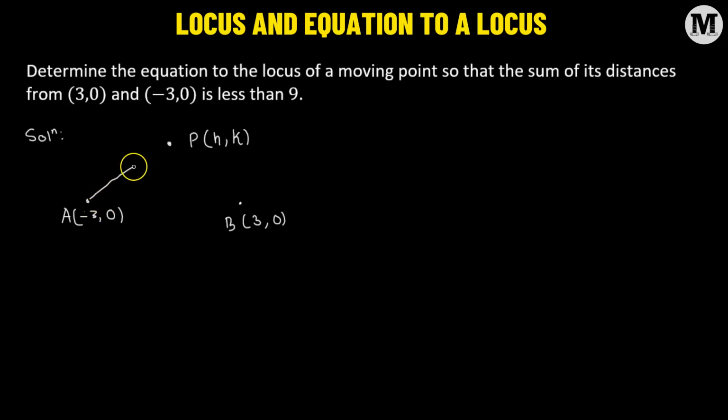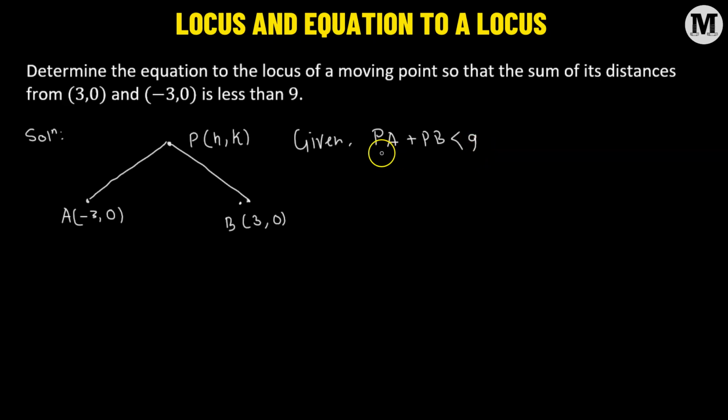So let's do one thing. Let's join point A and point P with the help of a straight line. Similarly, we can also join point P and point B. It's given here that the sum of the distances PA plus PB is always less than 9. That's the only condition that it has to follow, regardless of its position in space. So let's approach from here.